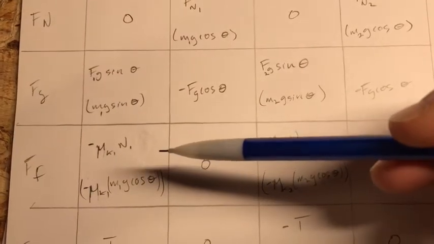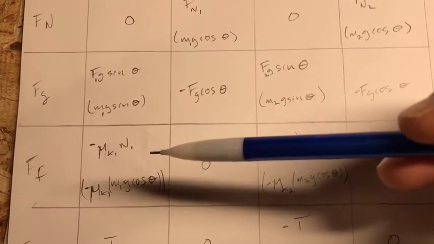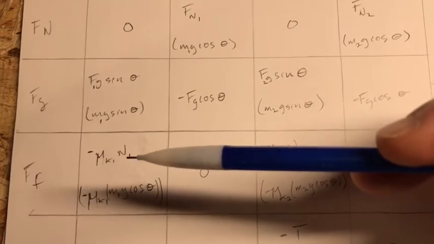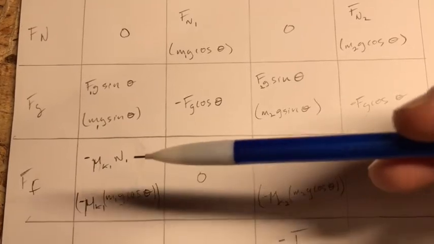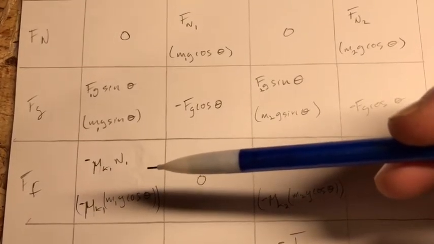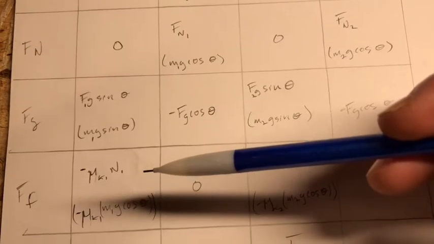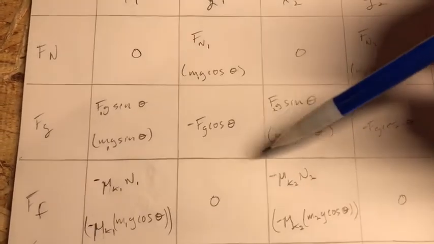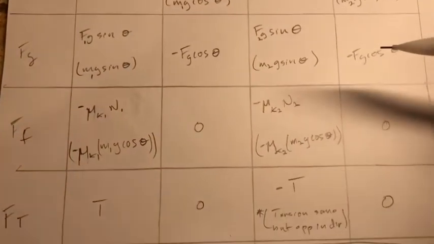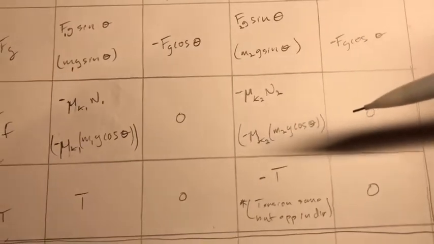Then for friction, since it's in the negative direction, it's the negative coefficient, the first coefficient of friction times what normal force will be, and we'll redefine that as the coefficient times the mass times gravity times cosine theta, which we determined was the opposite of our gravitational force. And we do the same thing for the other one.